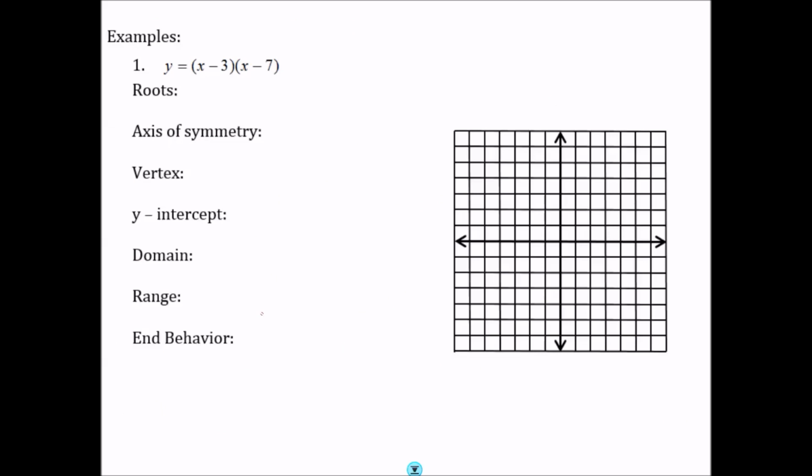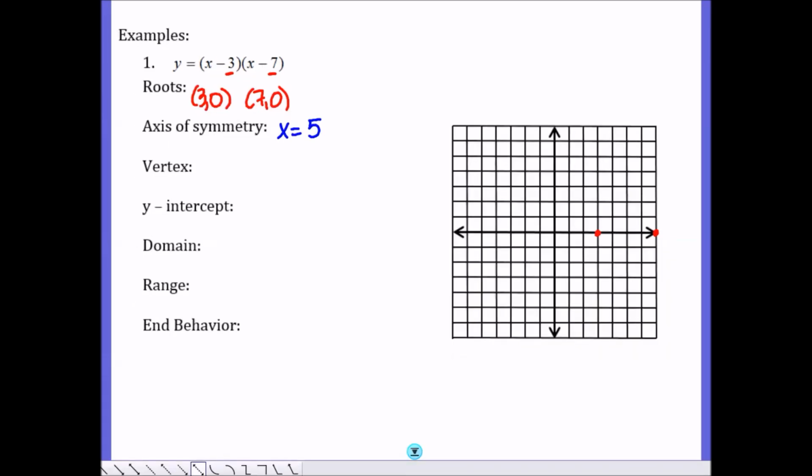So our first example is y equals (x minus 3) times (x minus 7). So our roots, remember that roots are another word for x-intercepts or zeros or solutions, are going to be p and q, which are (3, 0) and (7, 0). So we can go ahead and graph that. Then our axis of symmetry is going to be the middle between those two points, which the middle between 3 and 7 is going to be 5. So we can go ahead and graph that.